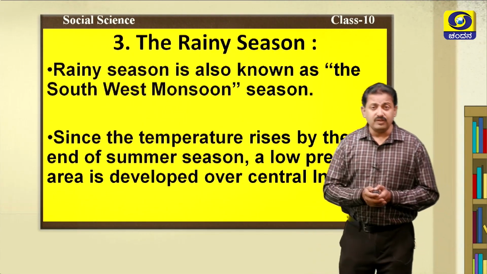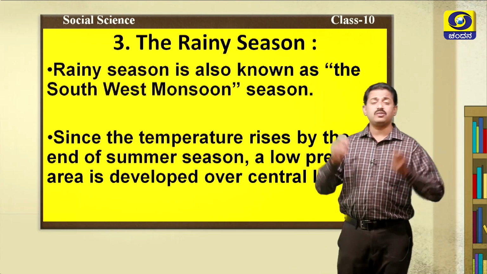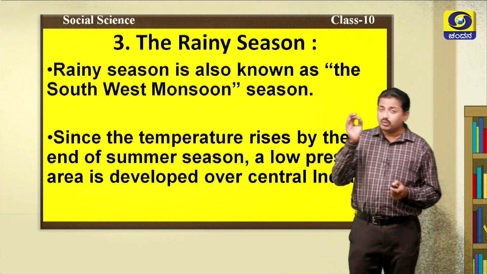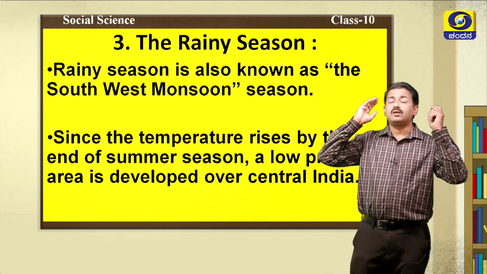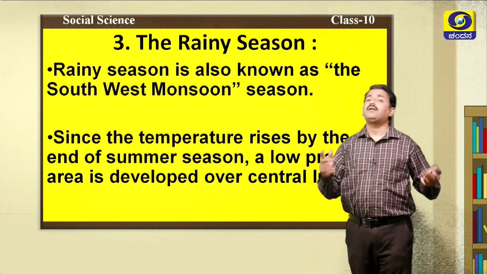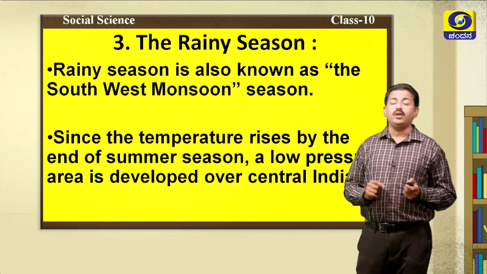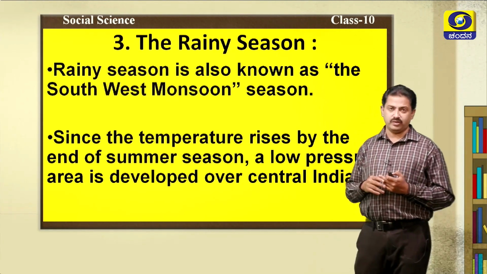The rainy season is also known as the southwest monsoon season because the southwest monsoon is responsible for nearly 75% of rainfall, which decides the climate of India. Therefore, the rainy season is also called the southwest monsoon season.